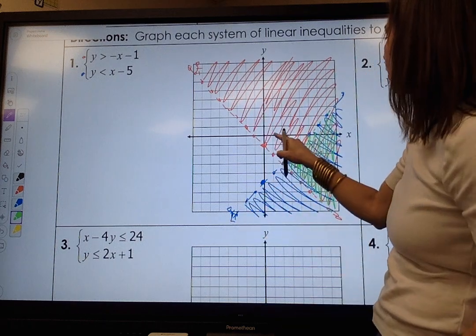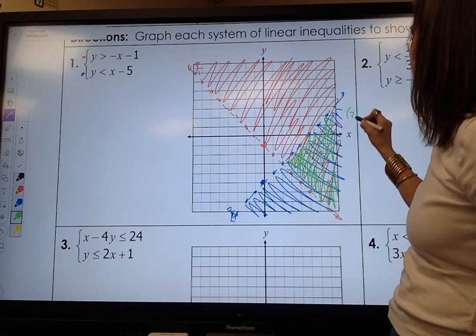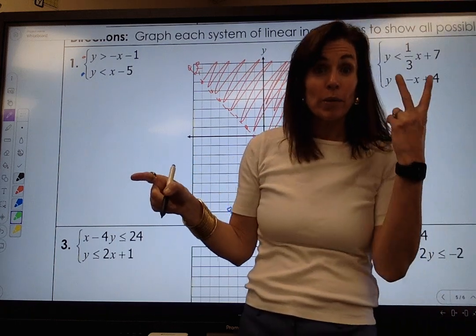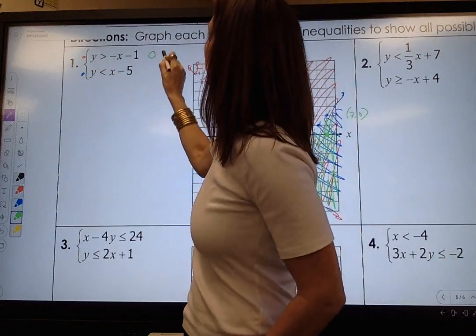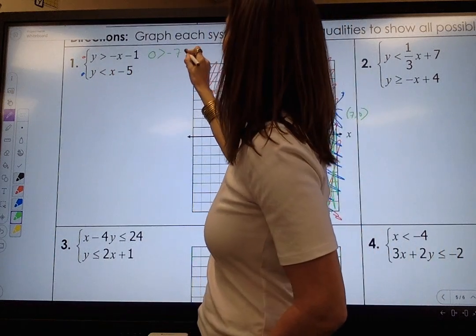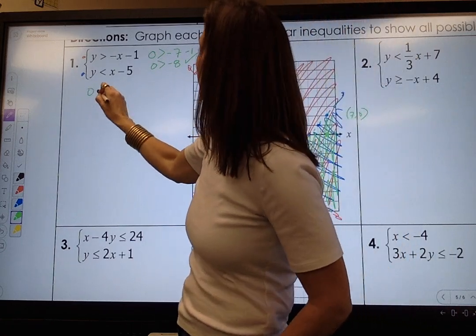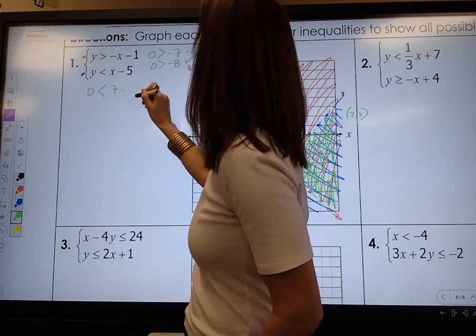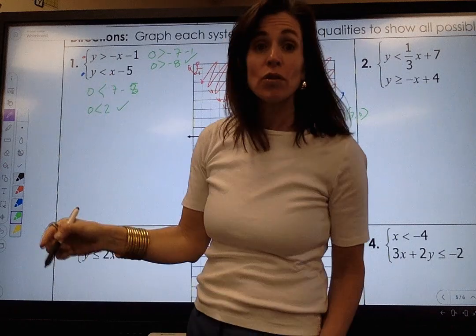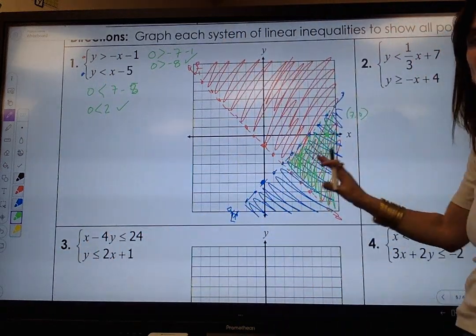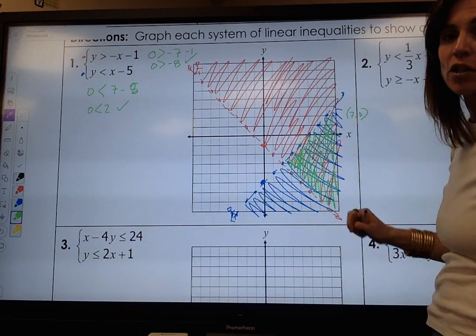And you can take any point you want. 1, 2, 3, 4, 5, 6. I'm going to take this. This point is 7, 0. And 7, 0 better be true in both equations. So if y is 0 and x is 7, -7 minus 1, 0 is greater than -8, that's true. And then 0 is less than 7 minus 2, or 5, so 0 is less than 5. That's true. So I have shaded correctly. So you can check your answers. Just make sure you choose a point in that shaded region.